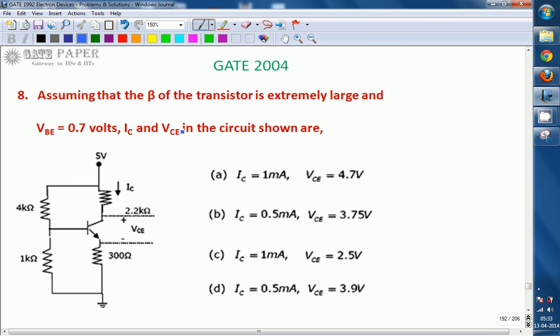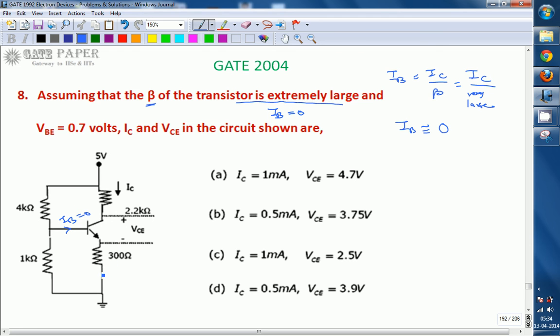The meaning of beta is very large: if you are going to calculate IB, it is IC by beta. So if beta is very large, IC by a very large number implies nothing but IB is negligibly small, so you can assume it as 0. So the meaning of beta being extremely large is that IB can be neglected. Simply, the other way of specifying it is IB is 0. So there is no current flowing through this one. IB is equal to 0.